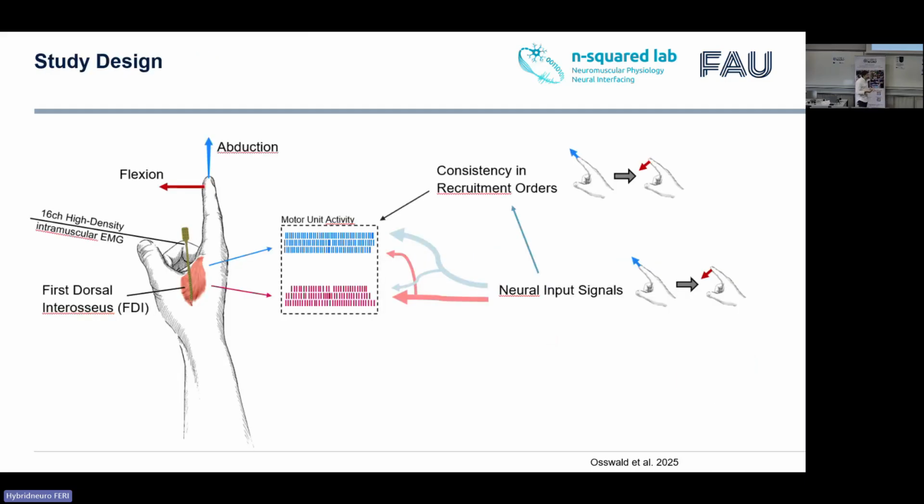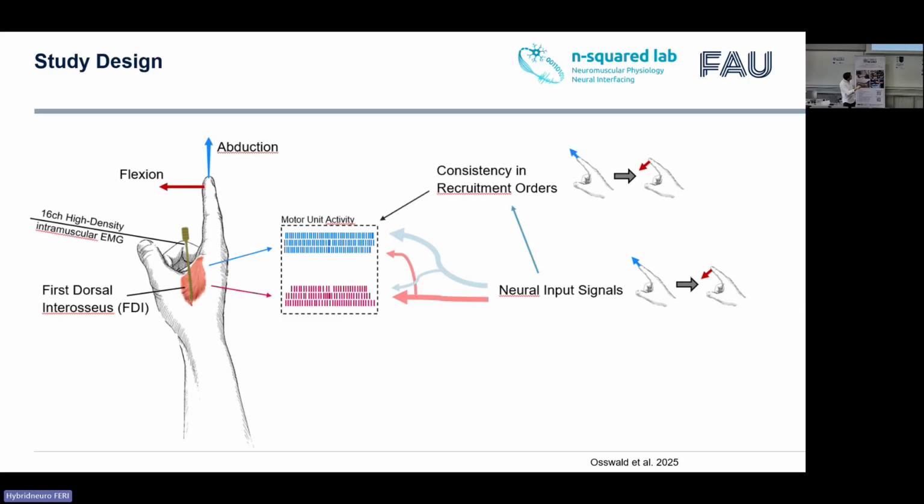So we wanted to investigate that. We used thin film electrodes, which you've probably seen in publications from Professor Muceli. These thin film electrodes have a large number of channels, so they can give you a very precise estimation of the neural drive. You can track motor units very well across tasks. With the surface, it's always a little bit problematic if you have changes in muscle structure.